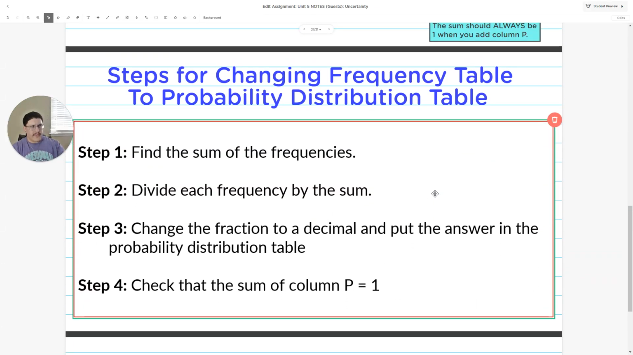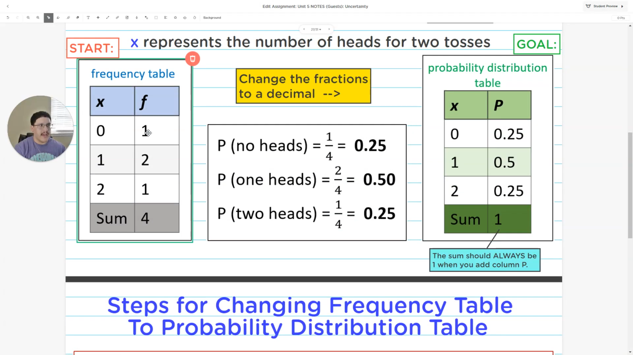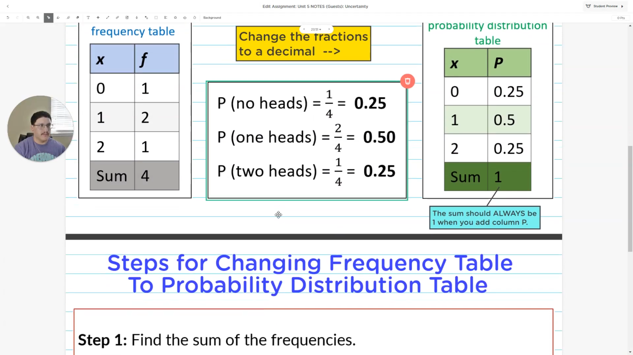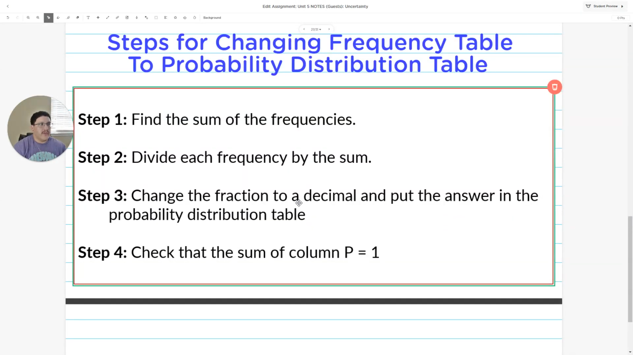So here are the steps, which we'll talk about in another example. Find the sum of the frequencies. Divide each frequency by the sum. That's what we did right here. Each frequency was divided by 4 to get this fraction. Change the fraction to a decimal. Put the answer in the probability distribution table, and then check yourself. Step 4, add them all up. If you got a total of 1, then you did this correctly.